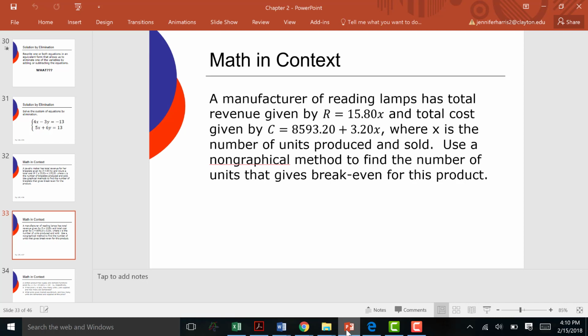Okay, 8593.20 divided by 12.60. I've got to divide by 12.60 on both sides. Okay, what's the answer? 682.